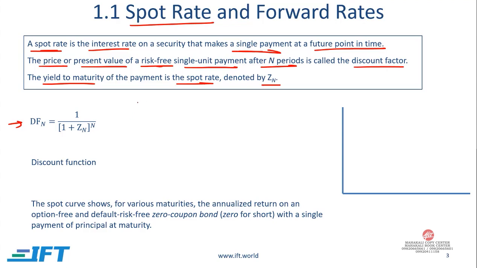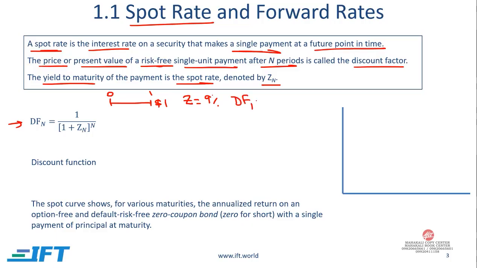Let's understand this through a few simple examples. Let's say we have a security that makes a $1 payment at the end of 1 year, and our periods here are going to be in terms of years. So there is a $1 payment that happens at the end of 1 year. Now, let's say that in this case, the spot rate is equal to 9%. So the yield to maturity on this security that makes a $1 payment at the end of 1 year is 9%. What is the discount factor?